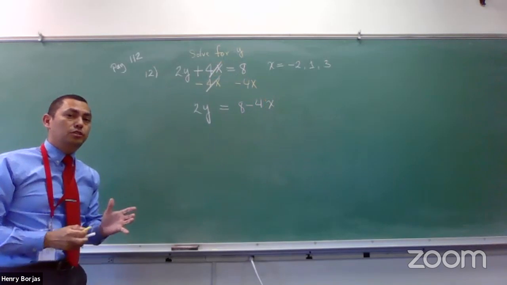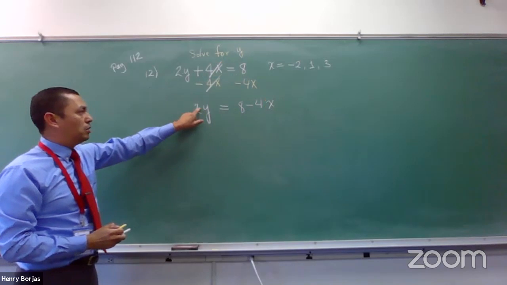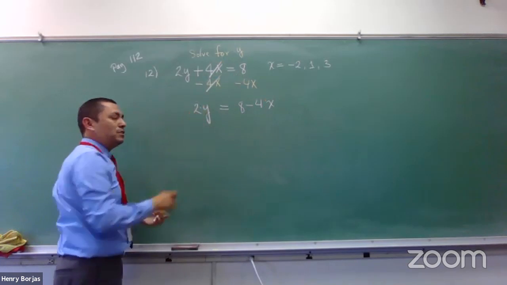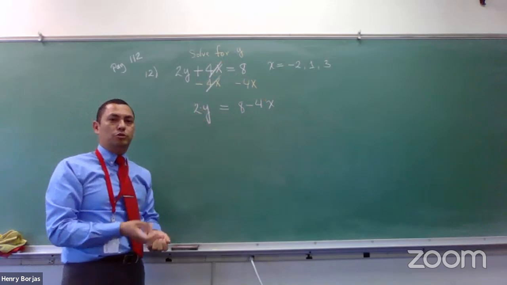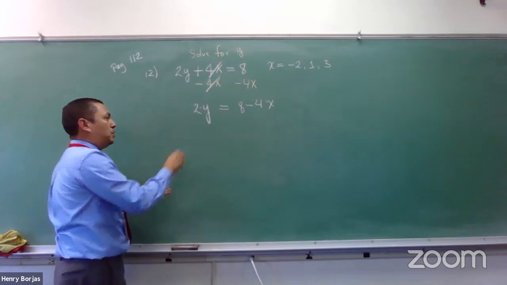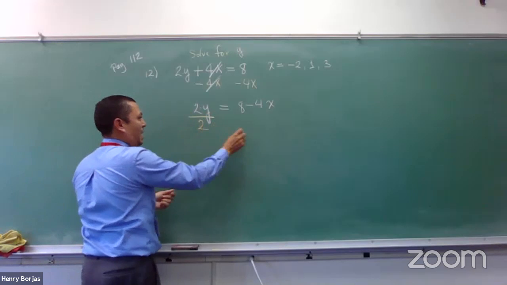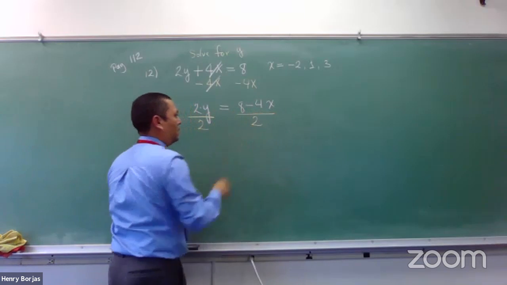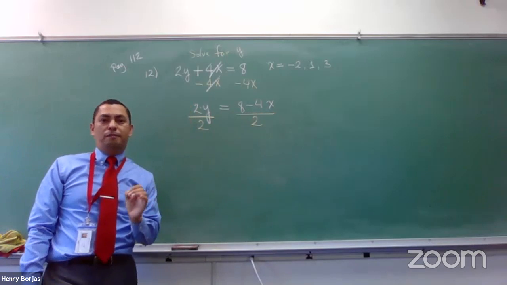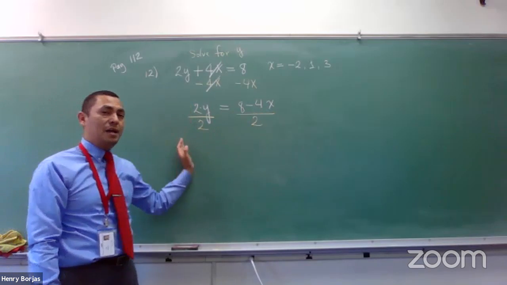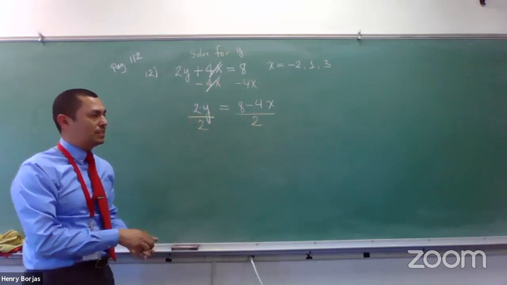Okay, we're not done because y has a 2 multiplying it, so we need to move the 2. 2 is multiplying, so we are going to use division to remove 2, and we're going to do it on both sides. Remember the golden rule of equations: whatever you do on one side, you do on the other side.